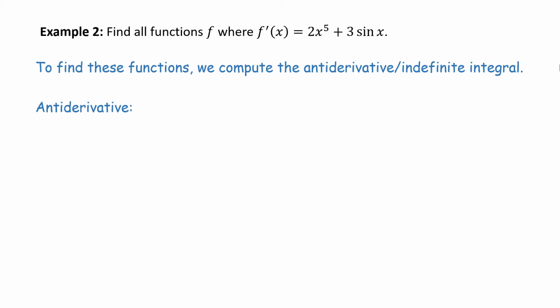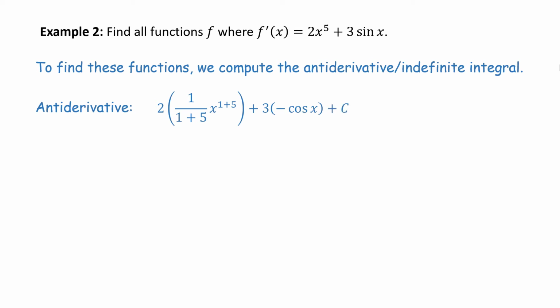The 2 stays put for the constant, then 1 over 1 plus the power, which was 5, times x to the 1 plus the power, which was 5. Continuing to the right, plus 3, that's the constant, times the antiderivative of sine x, which is minus cosine x, plus constant. We always have that plus c.